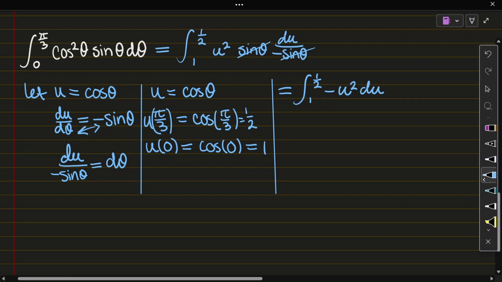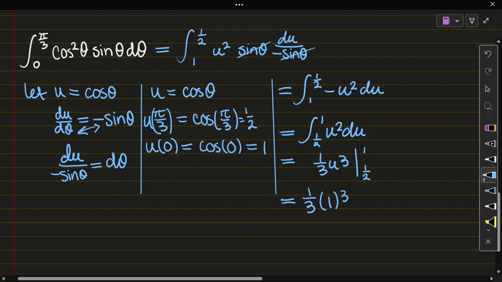Now remember, I can switch the bounds here to be in the correct ascending order by using this negative sign, because when I flip my bounds, I gain a negative sign, so it'll cancel out with that negative sign I already have. So this would give me the integral from 1/2 to 1 of u squared du, and that's just going to be 1/3 u cubed evaluated from 1/2 to 1, and that's going to be 1/3 times 1 cubed minus 1/3 times 1/2 cubed.